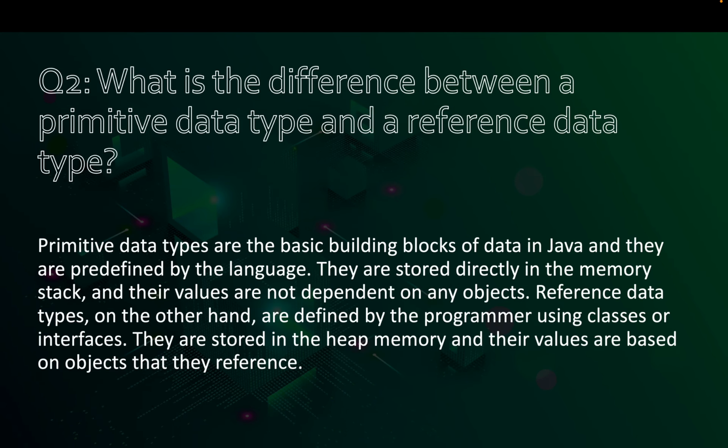Question number 2. What is the difference between a primitive data type and a reference data type? Primitive data types are the basic building blocks of data in Java and they are predefined by the language. They are stored directly in the memory stack and their values are not dependent on any objects. Reference data types, on the other hand, are defined by the programmer using classes or interfaces. They are stored in the heap memory and their values are based on objects that they reference.